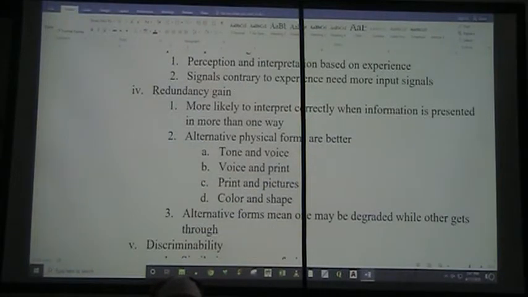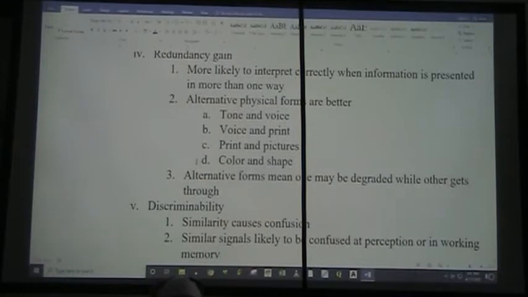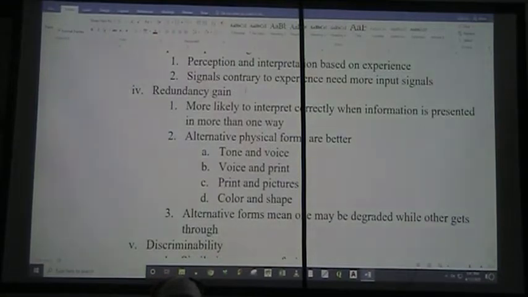All right, our fourth principle under perceptual principles is that of redundancy gain. We're going to get the information, interpret it more successfully if it's presented in more than one way. Alternative physical forms are going to be better. Tone and voice, voice and print, print and pictures, colors and shapes.